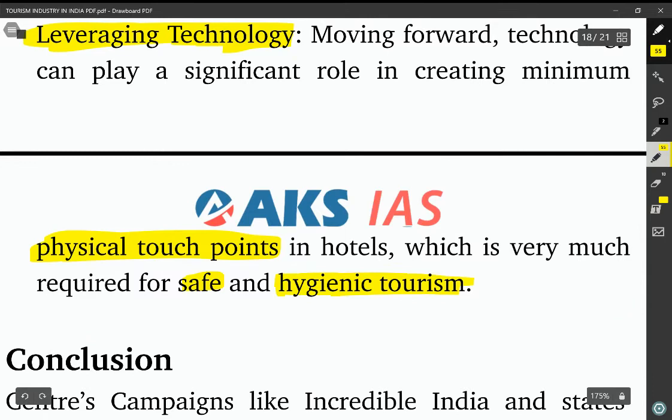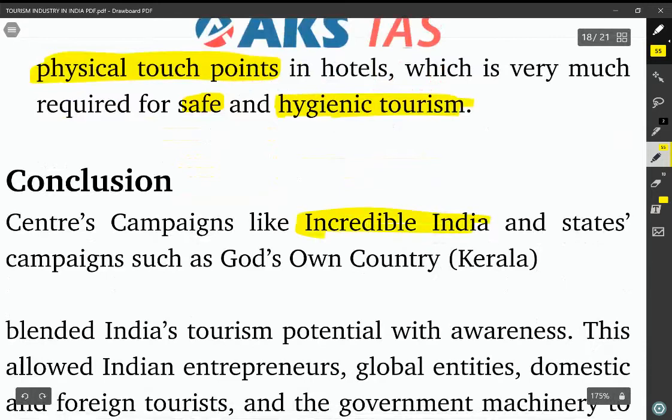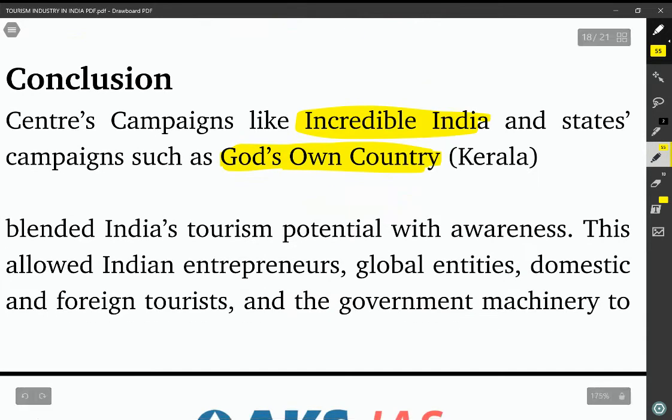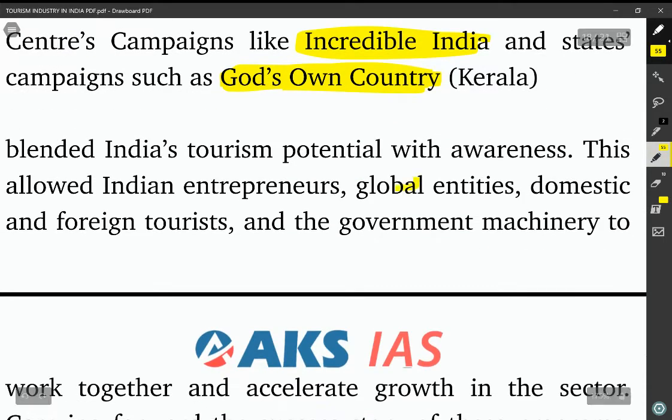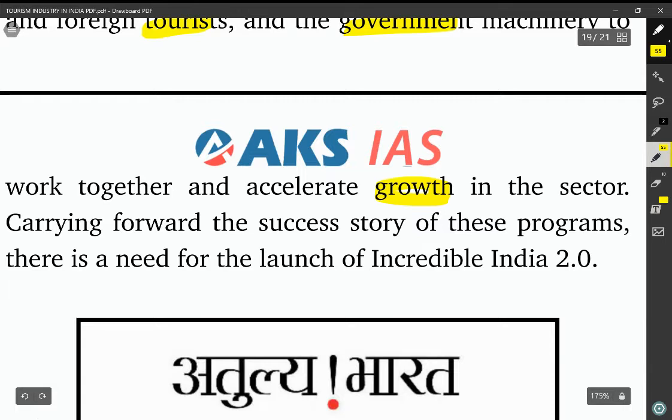So, the author concludes by saying that the central government's campaigns like Incredible India and the state government's campaigns of various states like God's own country, or the various initiatives taken by the Telangana government or the Andhra Pradesh Sunrise state, blended with India's tourism potential with awareness. This allowed Indian entrepreneurs, global entities, domestic and foreign tourists, and the government machinery to work together and accelerate growth in the sector, thus carrying forward the success story of these programs.